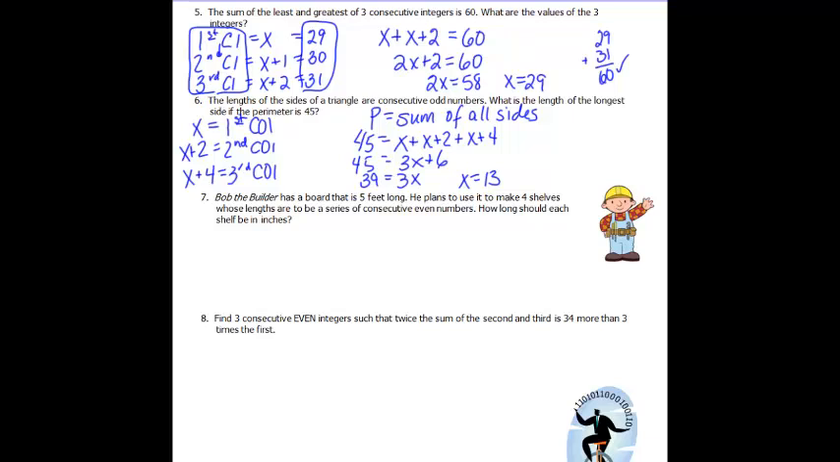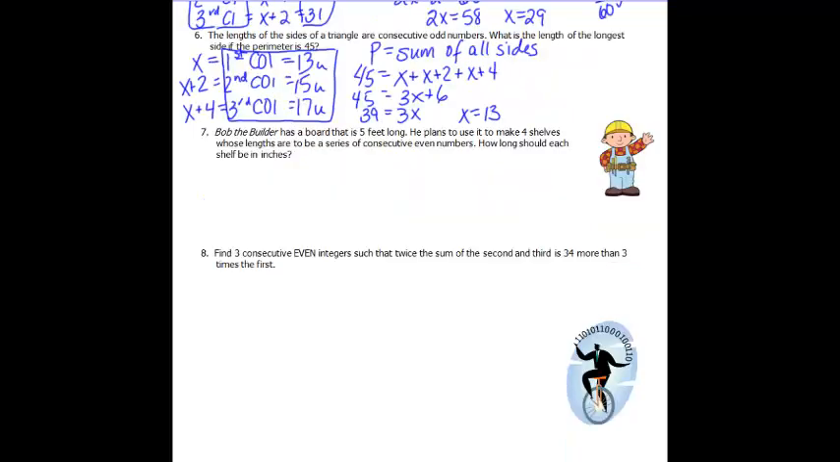So here I'm going to want to say 13, 15, and 17, and I'm going to put units because this is a perimeter problem. I don't know what they are, but they're some kind of unit, and that does add up to 45.